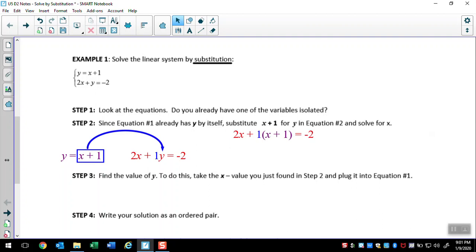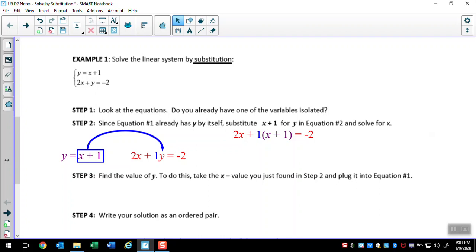So I'm going to come up here and I'm going to take this equation here and I'm going to change or replace the y with the x plus 1. You're going to notice that I put it in parentheses. Whenever we substitute, we should use parentheses. Alright, so now let's solve this equation. Now, instead of having two different variables, we now have just one.